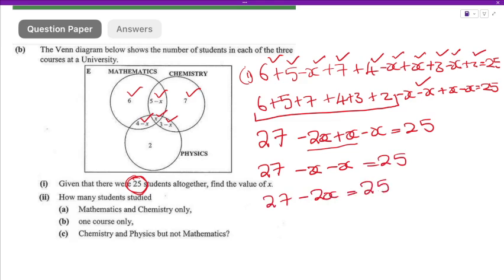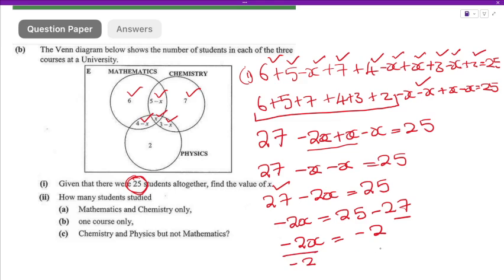Right, then this guy will go to the other side, right? So I'm going to have negative 2x is equal to 25 minus 27. The positive 27 has crossed the equal sign. It has become negative 27 on the right. Then when I simplify on the right, what do I get? I'm going to get negative 2 there. We've done integers, so at this point everyone should be okay with what I'm doing. And then I'll divide both sides by what? Negative 2. By negative 2 like that.